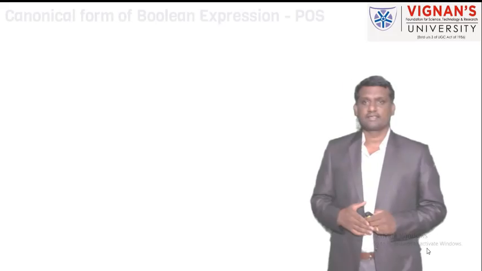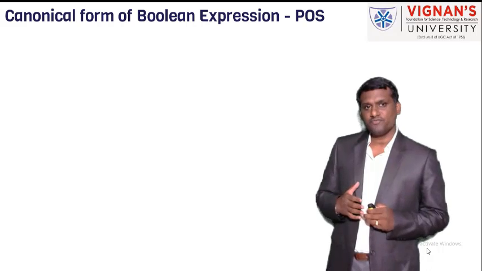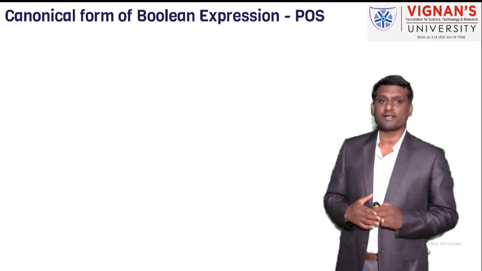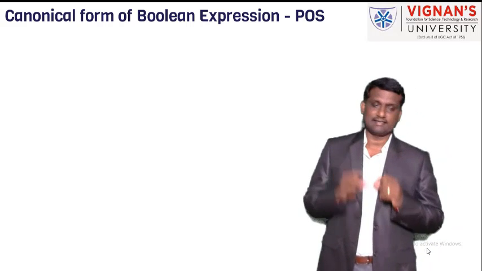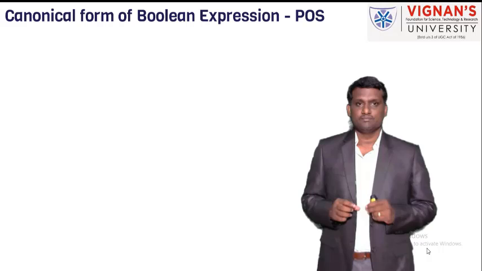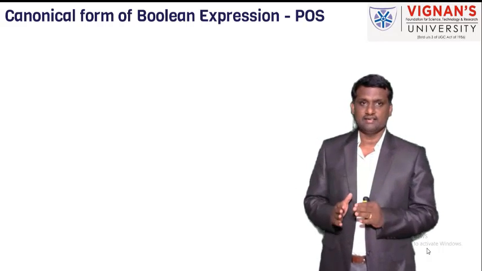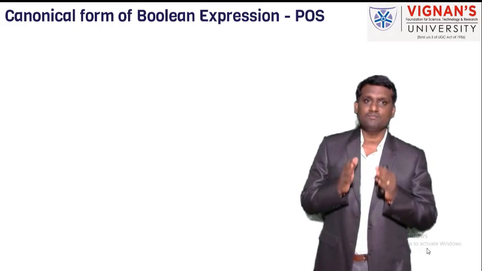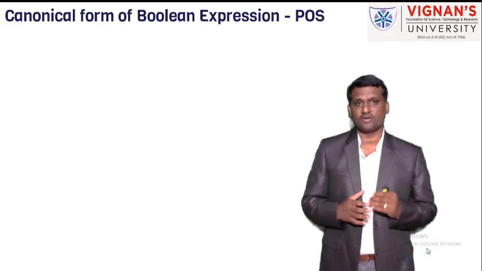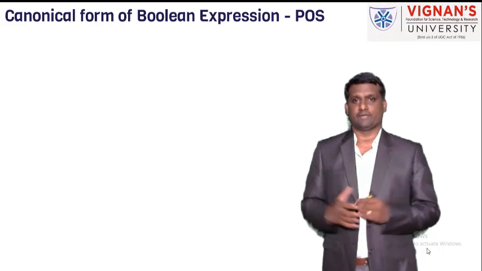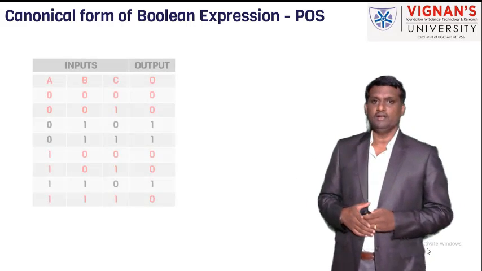Next one, canonical form of Boolean expression by product of sums. By product of sums, that means here each term consists of all the variables, but those variables are in sum fashion, and such sum terms are multiplied by each other. That's why it is called a product of sum terms. So that we will observe from the truth table.